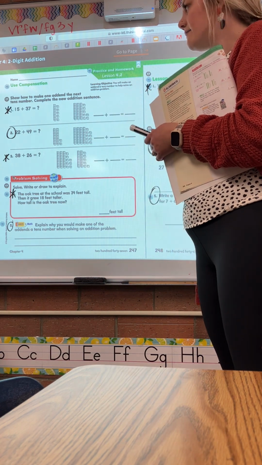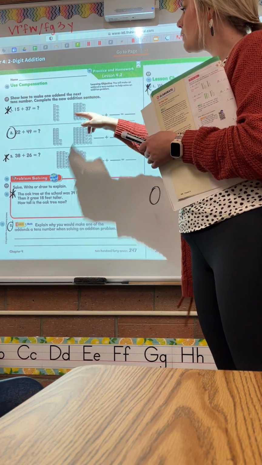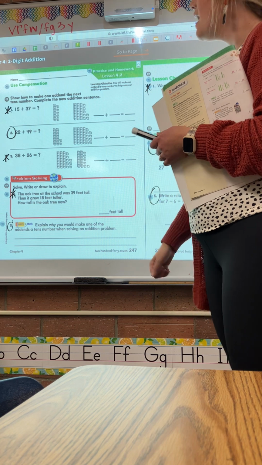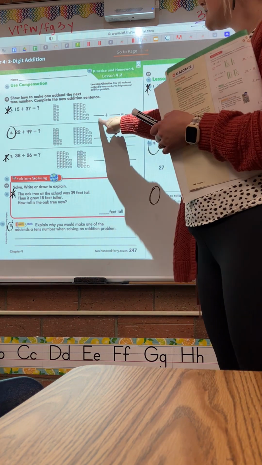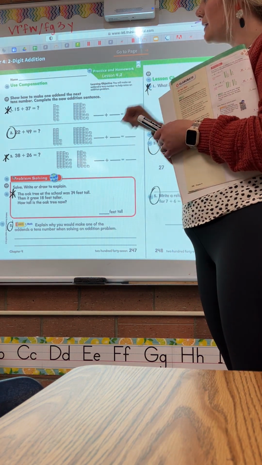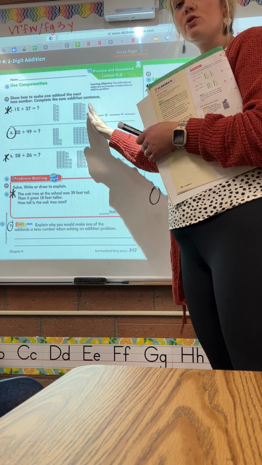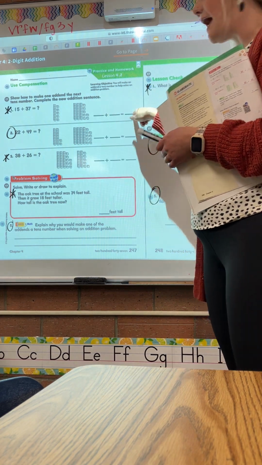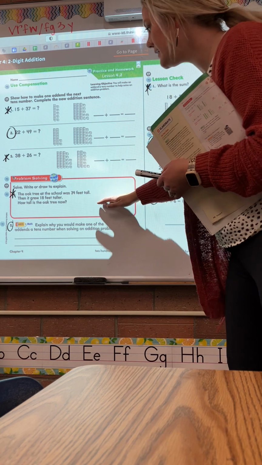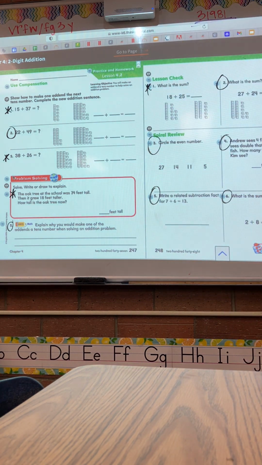1, 2, and 3 all have the same directions. Show how you would make one add-in, so one of your math numbers, a quick and friendly 10, and complete my new addition sentence, which would mean that you would change one of these numbers to a friendly 10, and then whatever you have left over, and then find the sum. Number 4, the oak tree at the school was 34 feet tall. Then it grew 18 feet taller. How tall is the oak tree now?